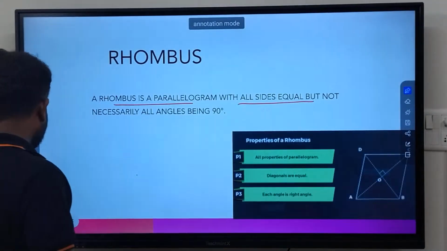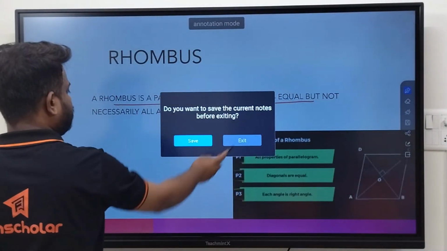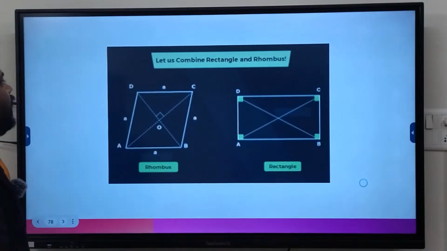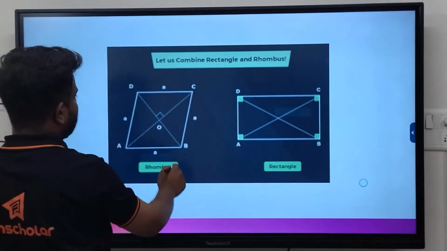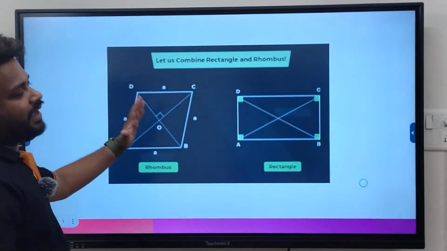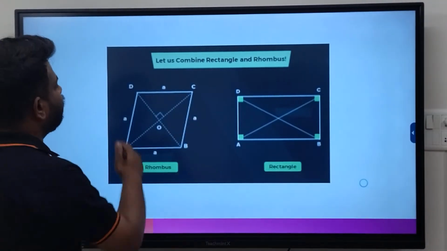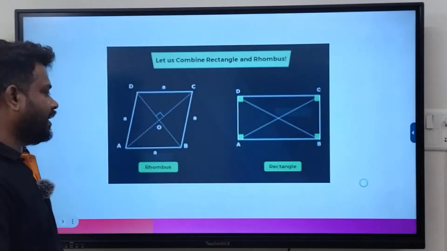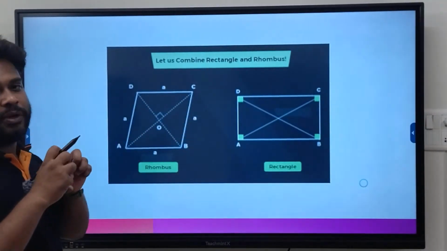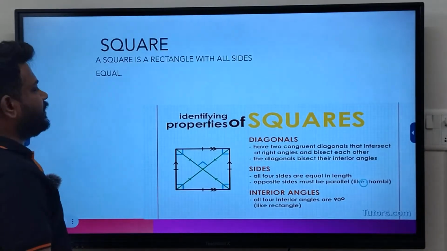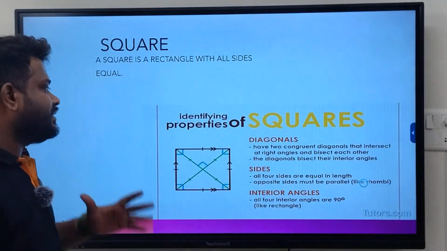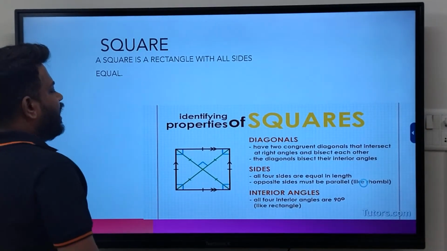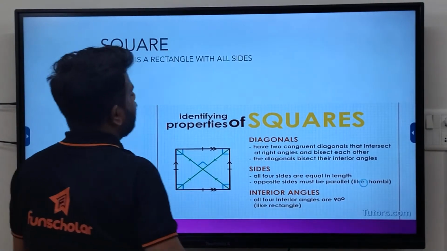Okay, so let's go further. Let us combine rectangle and rhombus. Okay, we have to combine this, that a rhombus has all sides equal. When we take all sides equal from the rhombus and all angles as 90 degrees from the rectangle, if we take these two properties from each one, then the thing we get is a square. Okay, so they are the identifying properties of a square.